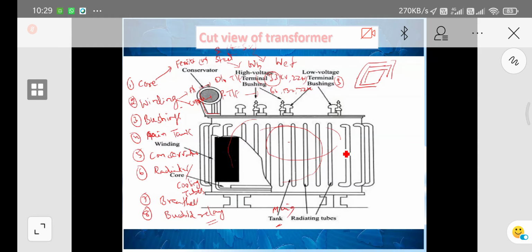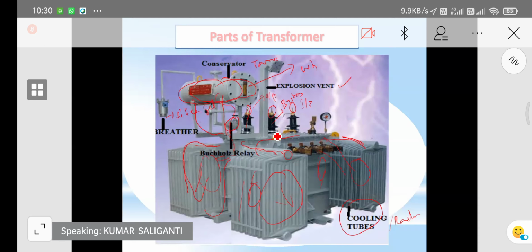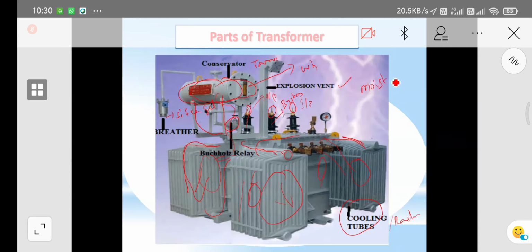Next, what about the breather? What is the function of the breather here? Generally this is the breather here. The breather controls the moisture level in the transformer.